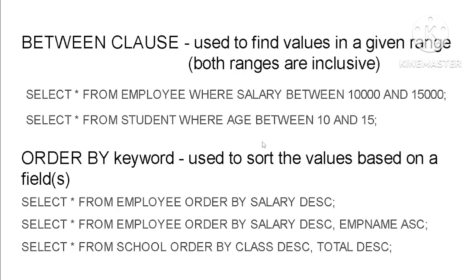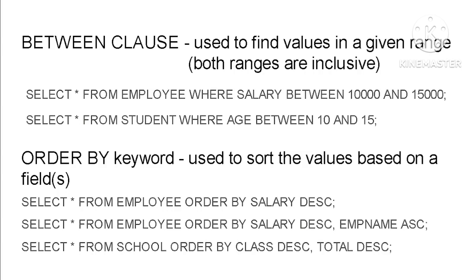Then how to sort values. For example, you look at the records from the given table, you want to arrange the records in a particular order. Then you have to use the order by keyword. You cannot use the word sort. Sort is a common name. So you have to use the term order by clause. Clause is a keyword. Order by clause is used to sort the values.